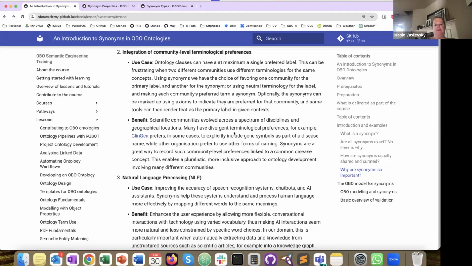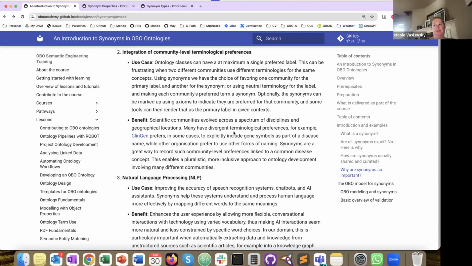Also, integration of community level terminological preferences. So ontology classes can have one preferred label. This can create some difficulties in communities who use different terminologies for the same concepts. So with the use of synonyms, we have the opportunity to give different communities different primary labels, and then another for the synonym. We've done this in Mondo. We've had a couple of different communities who've come in and requested specific primary labels for specific terms, but that may be in conflict with other communities who use different preferred labels.